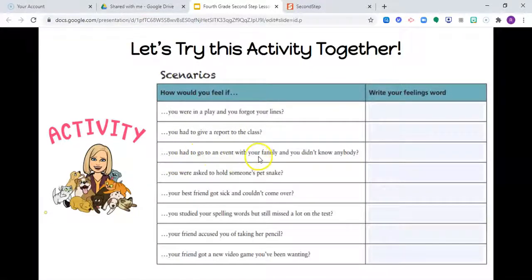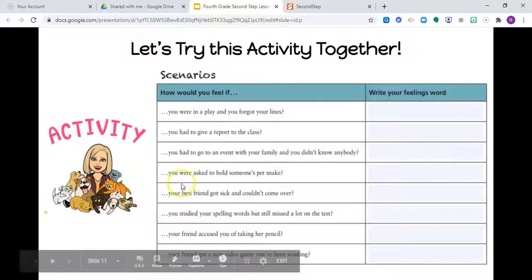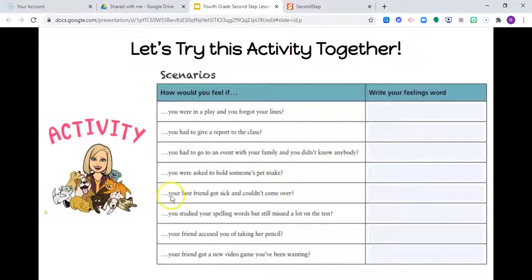You had to go to an event with your family and you didn't know anybody. Maybe you're going to a cousin's birthday or a quinceañera or a wedding, and there might be people you know, but then there's also people you don't. Maybe it's for your parents where they know people, but you don't really know people. How does it make you feel when you're asked to hold someone's pet snake? Is that something you want to do? How do you feel if your best friend gets sick and couldn't come over to play with you?